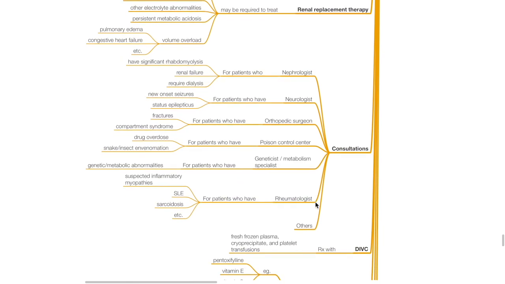Consultations to consider include nephrologists for patients who have significant rhabdomyolysis, renal failure, and requiring dialysis; neurologists for patients who have new-onset seizures or status epilepticus; orthopedic surgeon for patients who have fractures or compartment syndrome; poison control center for patients who have drug overdose or envenomation; geneticist or metabolism specialist for patients who have suspected genetic or metabolic diseases; rheumatologist for patients who have suspected inflammatory myopathies, SLE, sarcoidosis, etc.